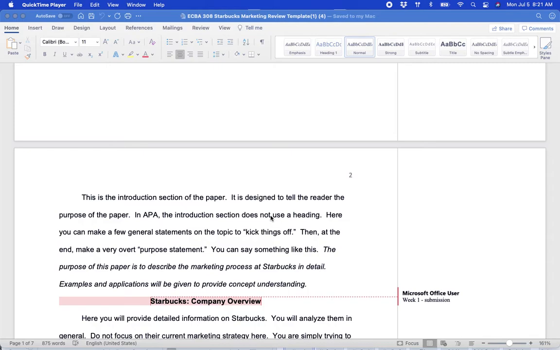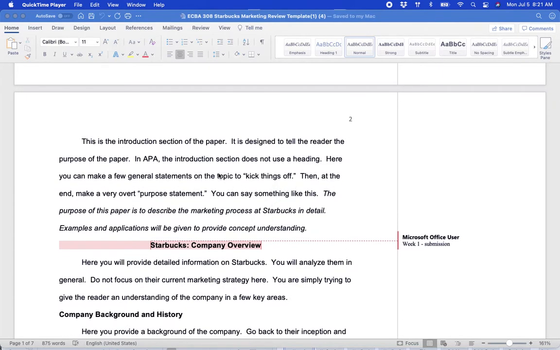And so, to me, an effective hook would be just the utter size of Starbucks. So you may want to say, something in the introduction to hook people in that says Starbucks is a X billion dollar company that's in X number of countries around the world. And then you can come down to your purpose statement in the introduction. And to me, the purpose statement is very important.